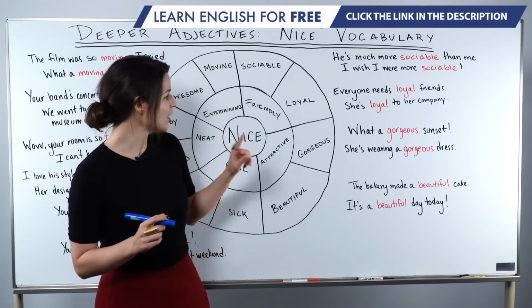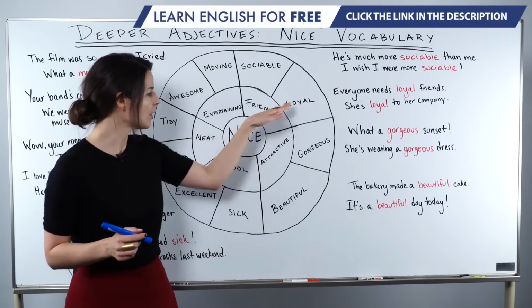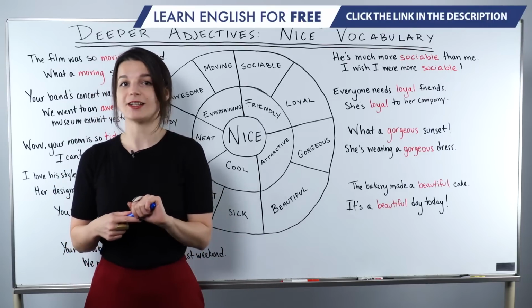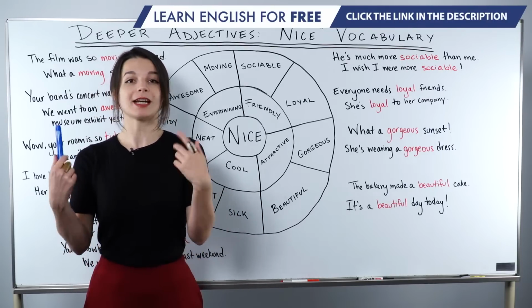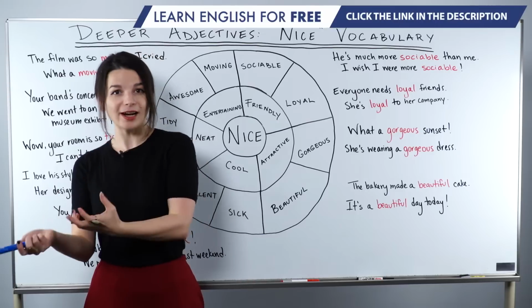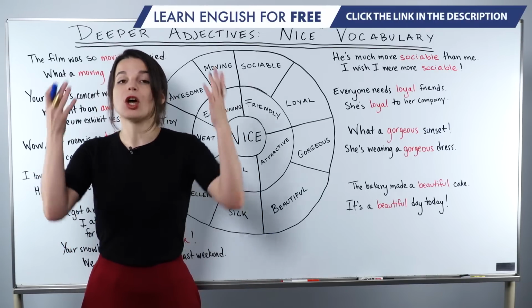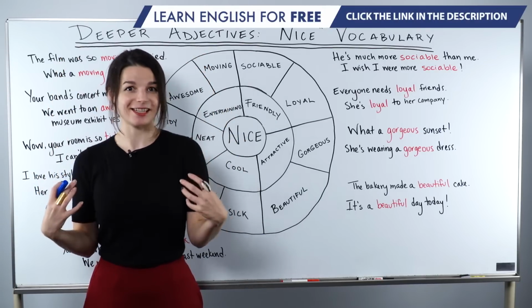Okay, let's move on to the next part of this wheel. The next part is attractive. So we can use nice to mean attractive. Like when someone says, you look nice, it can mean attractive. So there are different ways that we can use nice to talk about physical niceness.